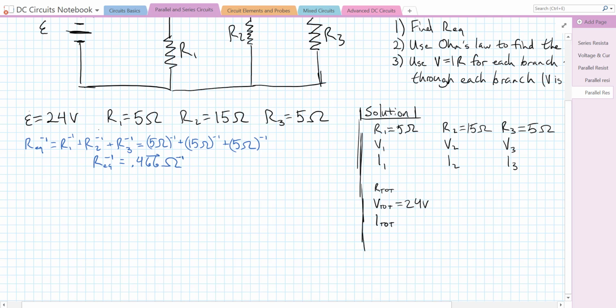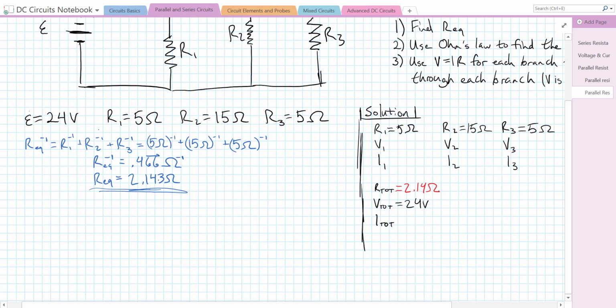So in order to get the total equivalent resistance, we actually need to take the reciprocal of both sides. We take the reciprocal of both sides, we get R equivalent is equal to 2.143 ohms. And I'm doing a lot of sig figs here, way too many, just so that rounding errors don't hurt me later. I'm going to fill that in under our total resistance over here in red. R equivalent is 2.14 ohms.